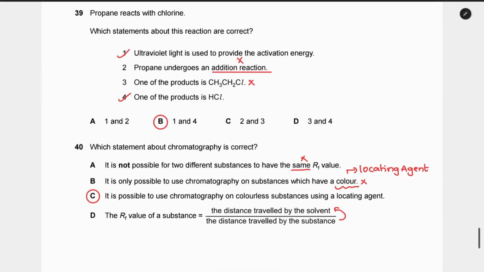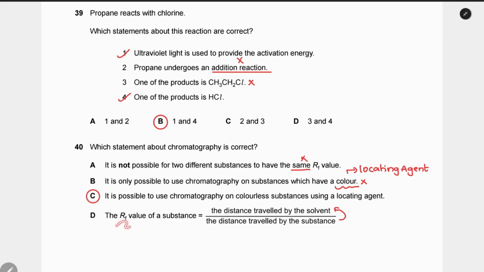Which statement about chromatography is correct? It is not possible for two different substances to have the same RF value. No, which is incorrect. It is possible. It is only possible to use chromatography on substances which have a color. No, we do use colorless compounds such as amino acids and sugar compounds, and we also use a locating agent to identify the colored spots. It is possible to use chromatography on colorless substances using a locating agent, which we have already mentioned. So the answer is C.